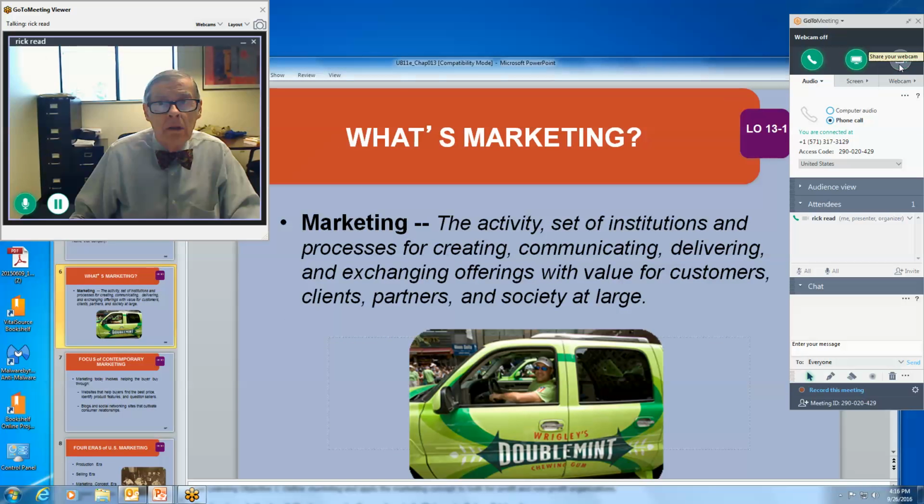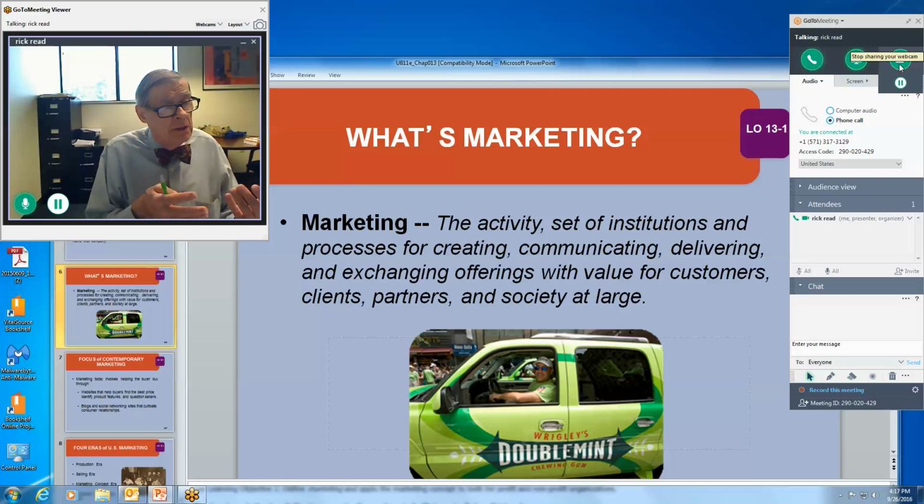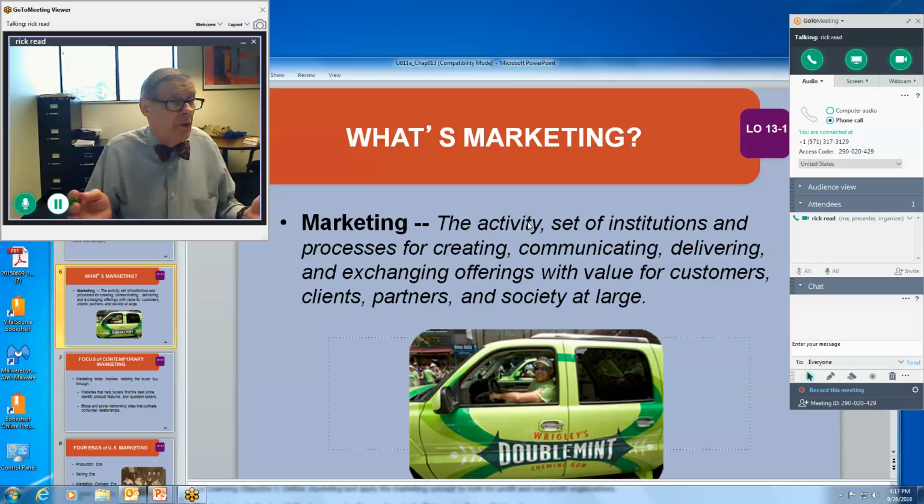So the question posed here is, what is marketing? Certainly you can read what's on the slide here, but what makes up marketing is all the things that go into what it takes for the marketer to deliver his or her company's message, and showing the customer that that product or service being marketed has value to them, also, notice, as well as to all society.